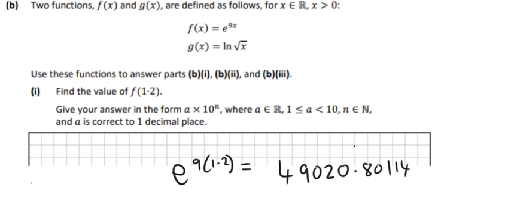Now they want us to round it off to one decimal place, and it needs to be in standard form or scientific notation. So I'm going to change this number into a number between 1 and 10, so that would be 4.902080114, but because we're rounding it to one decimal place, I just need to leave it as 4.9 and then times 10 to the power of, and we see how many places we moved the decimal point. So we moved it 1, 2, 3, 4, so it's to the power of 4.